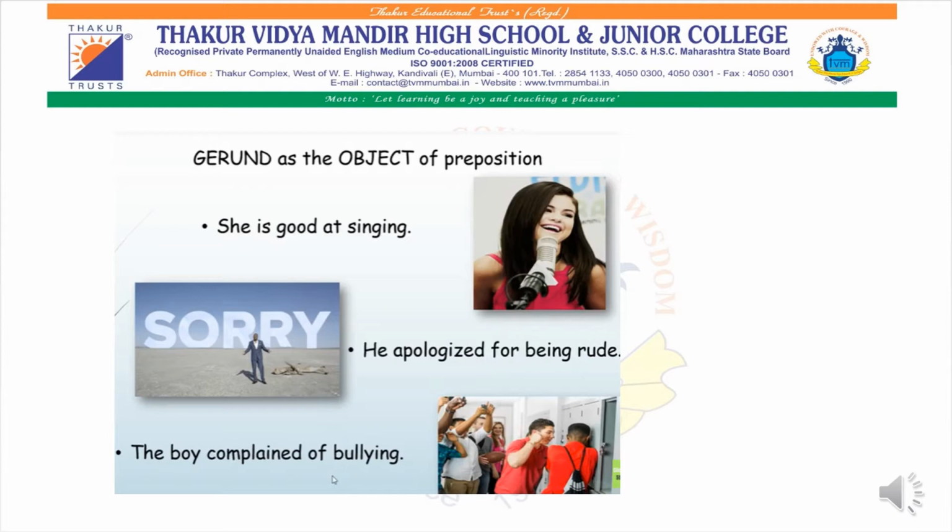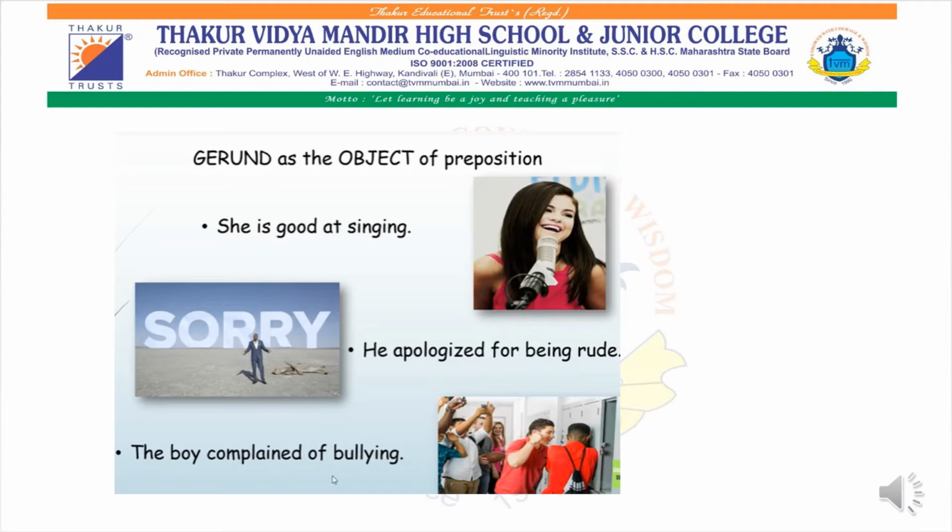Now we shall move ahead. Gerund as an object of a preposition. Sometimes in a particular sentence, right after the preposition, we will have a verb which acts as a noun, and that word after the preposition is a gerund. So if we find a preposition and right after that we get a verb which ends with ing and acts as a noun, then that particular sentence has a gerund.